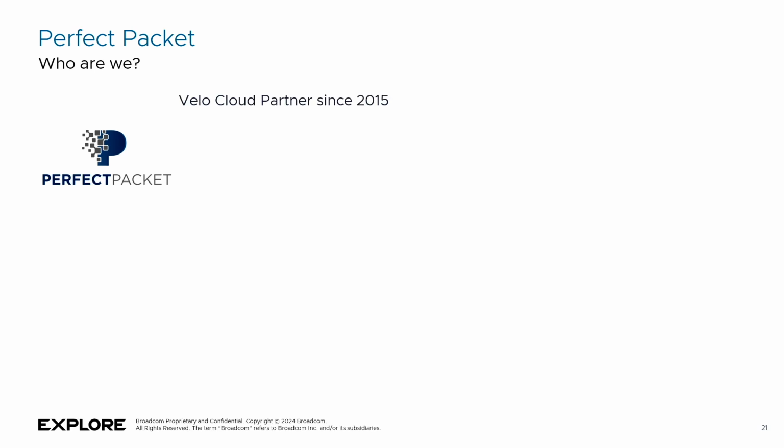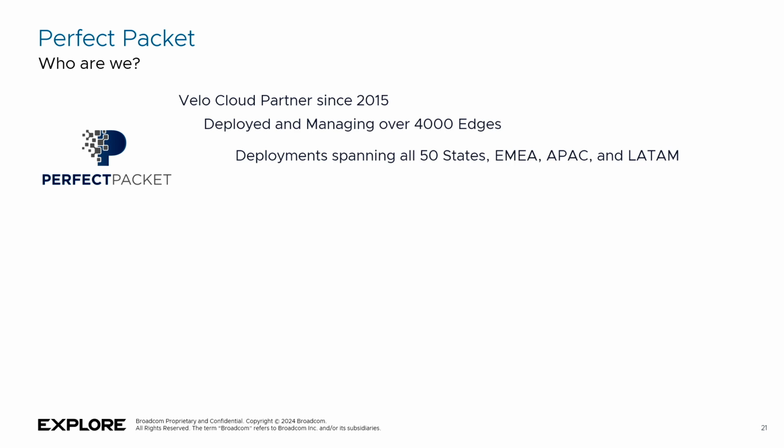So who we are, Perfect Packet, we've been a VeloCloud partner since 2015. Obviously, that went through VMware as well as Broadcom. We've continued that relationship with them. We've deployed and managed over 4,000 edges, and that's pretty much across every continent and every state.